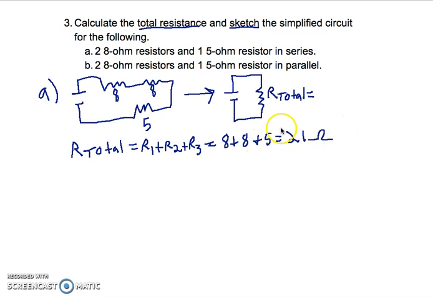So it's fairly straightforward for a series circuit. So the total resistance is just a sum of all of the resistors, basically. So in this case, this would be the simplified circuit. R total is equal to 21 ohms.